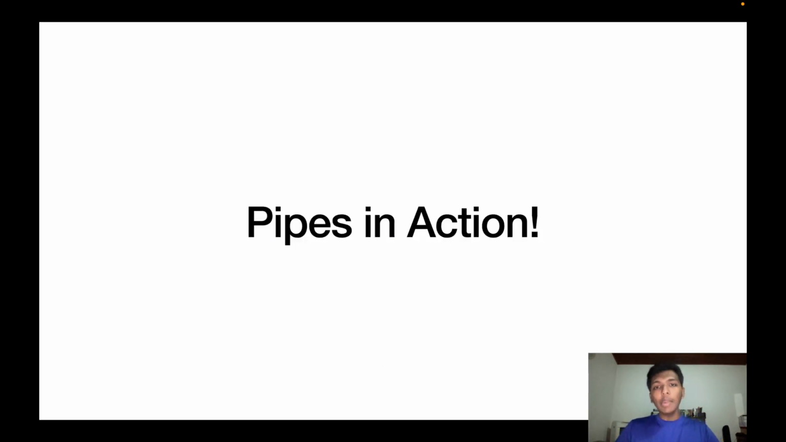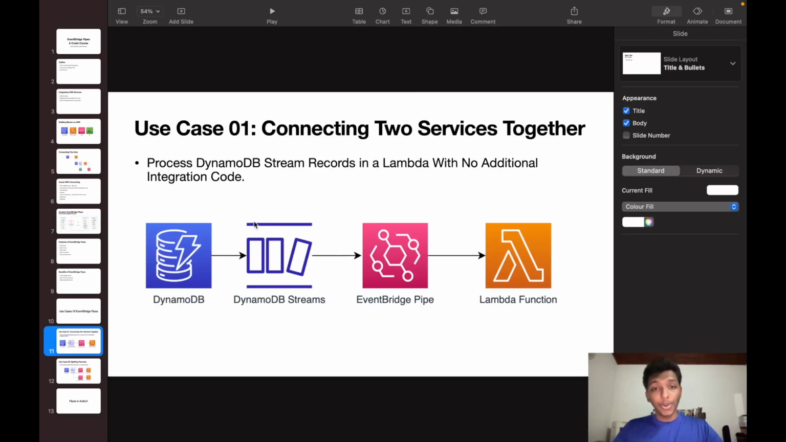With that in mind, let's take a simple example, create an EventBridge pipe, and look at how it works in a production-ready application. I'll see you in the AWS console. In this part of the video, we are going to get our hands dirty and implement an EventBridge pipe. In particular, we are going to look at a simple use case where we connect a DynamoDB stream and a Lambda function together using an EventBridge pipe.